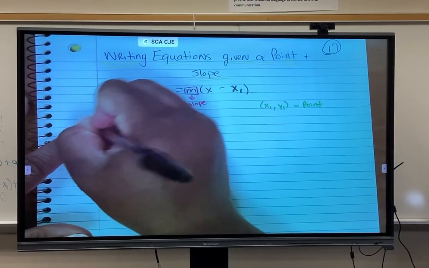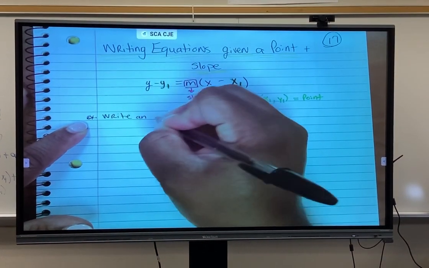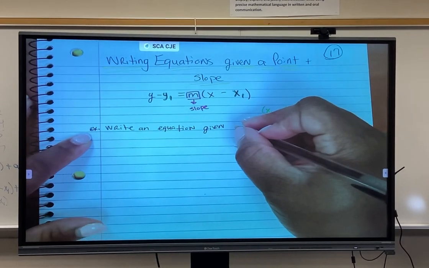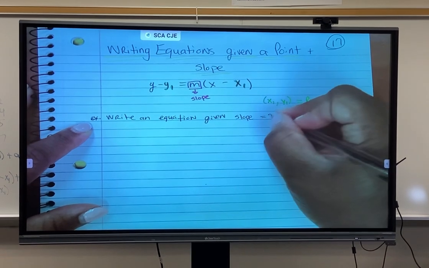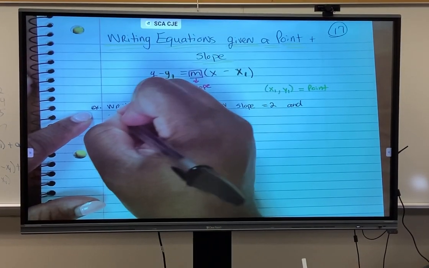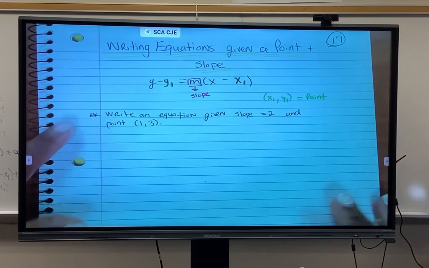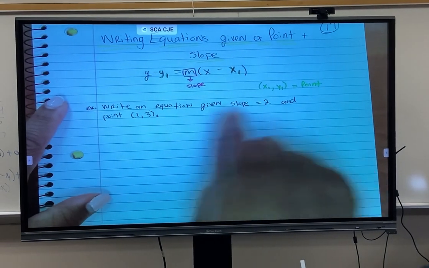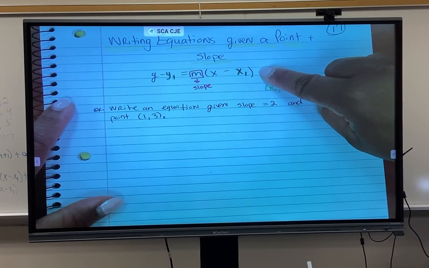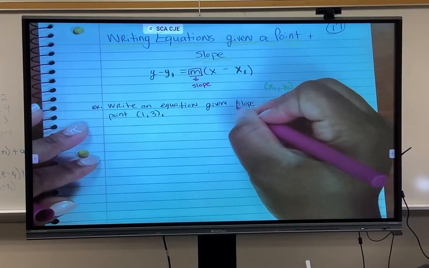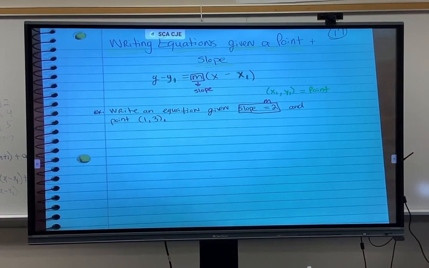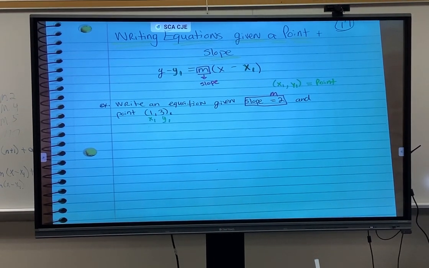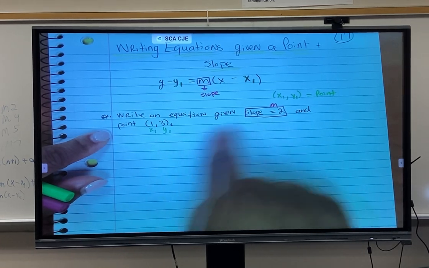Now let's say, for example, I asked you to write an equation given that the slope is 2 and the point is 1, 3. The fact that we're given a slope and a point says we need to use this point slope form that we're familiar with. So let's go ahead and label first. Right here, this is the M. And then given this point, the first number is our x1 and the second number is our y1. Everybody okay with that? Yes.